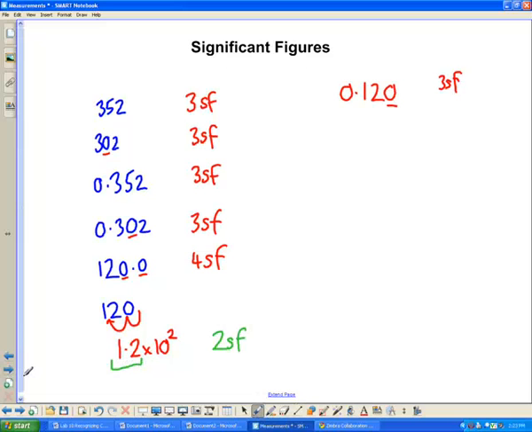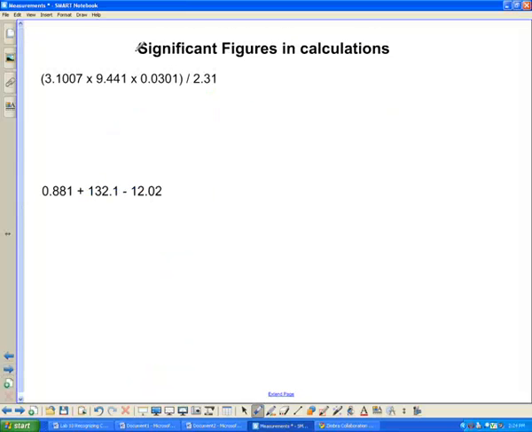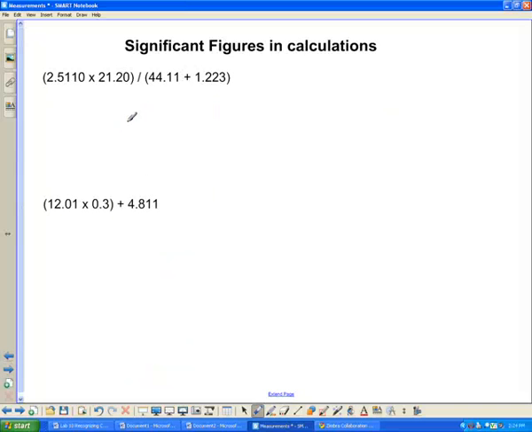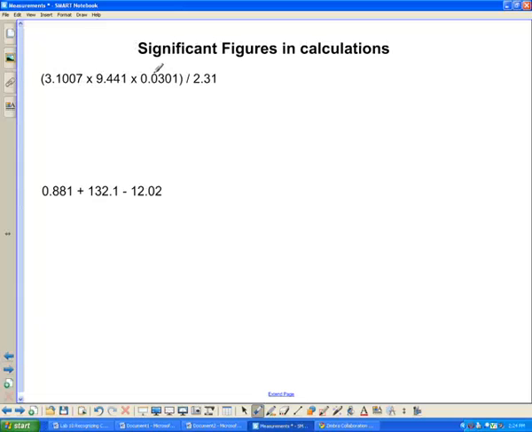Let's do something very quickly about significant figures in calculations. And you're going to find there are basically 2 sets of rules. Significant figures, or what to do when you have multiplication and division, and what to do when you have addition and subtraction. When you have both, it's a little bit more involved, but it's actually not that difficult. So let's just do this one first.